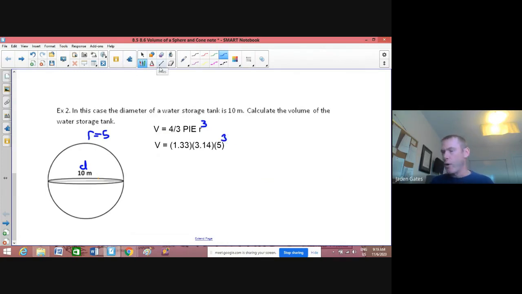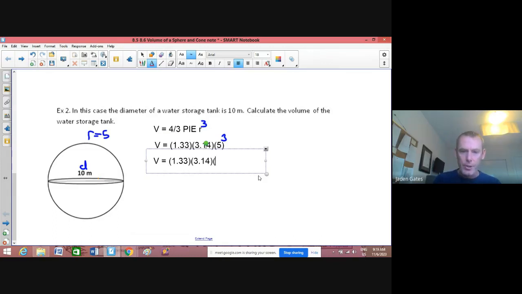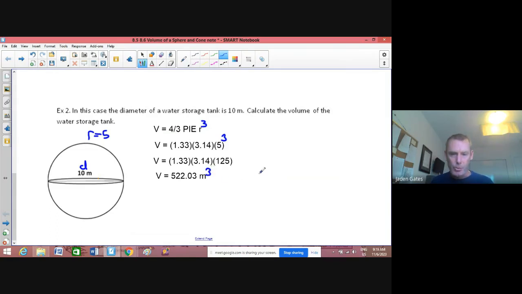All right, so again, I got to follow BEDMAS. So let's see here. Got to do my exponent because nothing's going on in the brackets. All right, so we have, let's see, 5 cubed. That's 5 times 5 times 5. So 5 times 5 is 25, but times another 5, 125. All right, so now I multiply my numbers, and I'm getting 522.03. And we're dealing with meters. And again, we're talking about space. It's cubed. There we go.